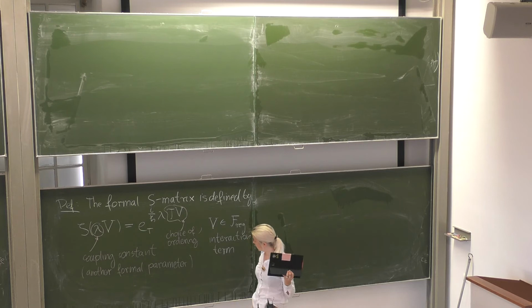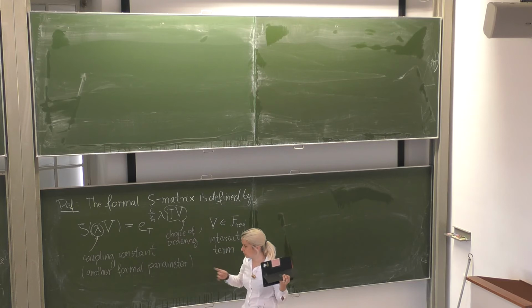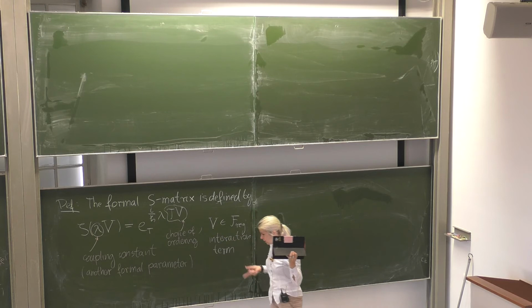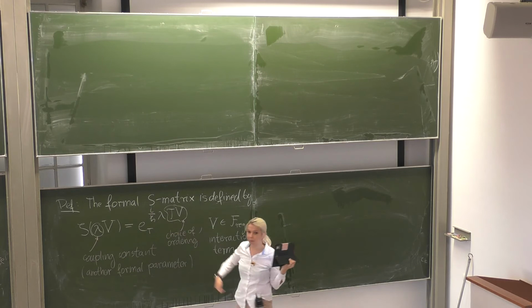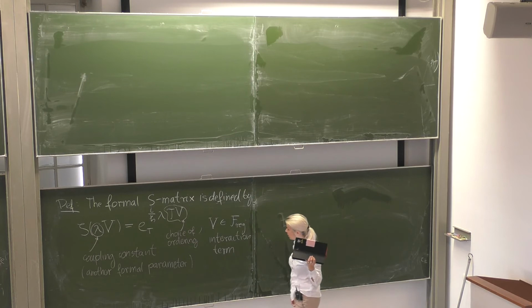So what is this animal? Well, we have some negative powers of h bar here, but in the definition of T, as you can see, we have positive powers of h bar. So this ends up being a Laurent series in h bar with coefficients in formal power series in lambda. Or in other words, you can say, formal power series in h bar and lambda over h bar. That's also a way to say it. Okay, so we have these things to play with.